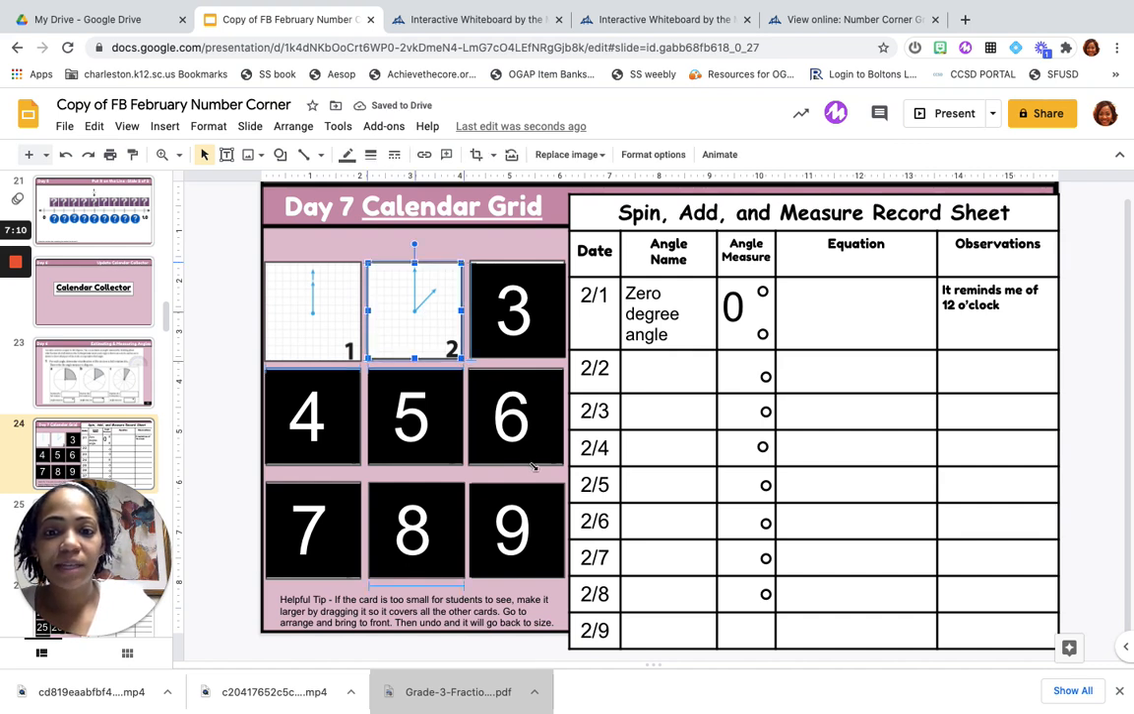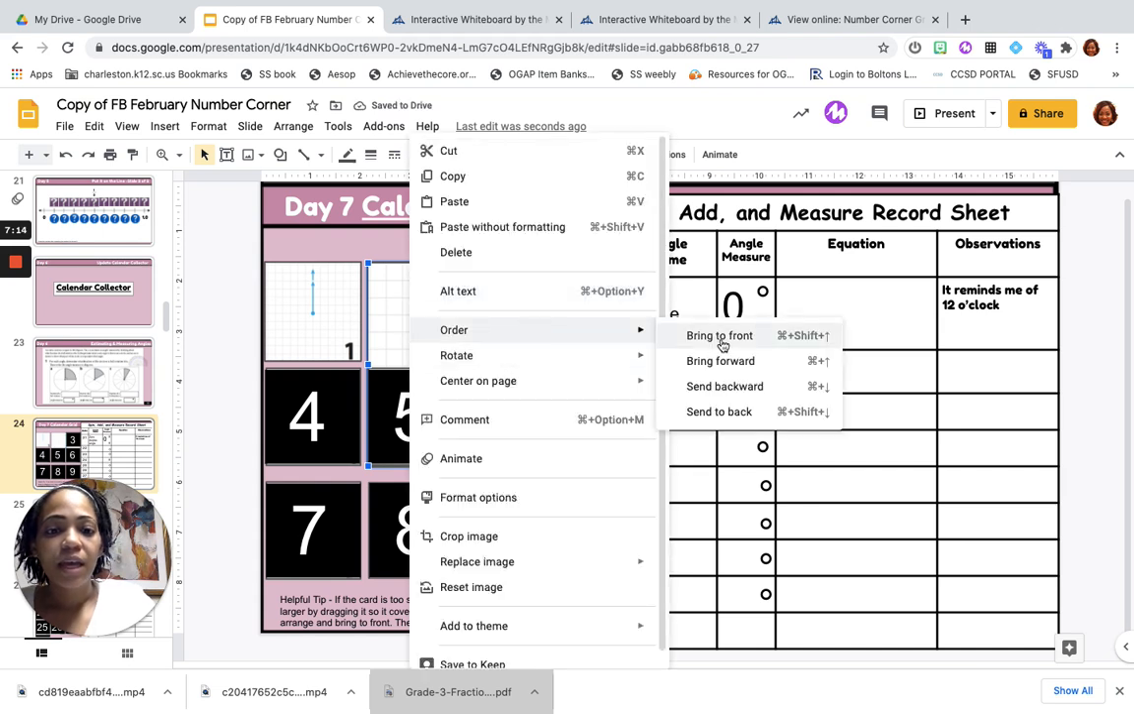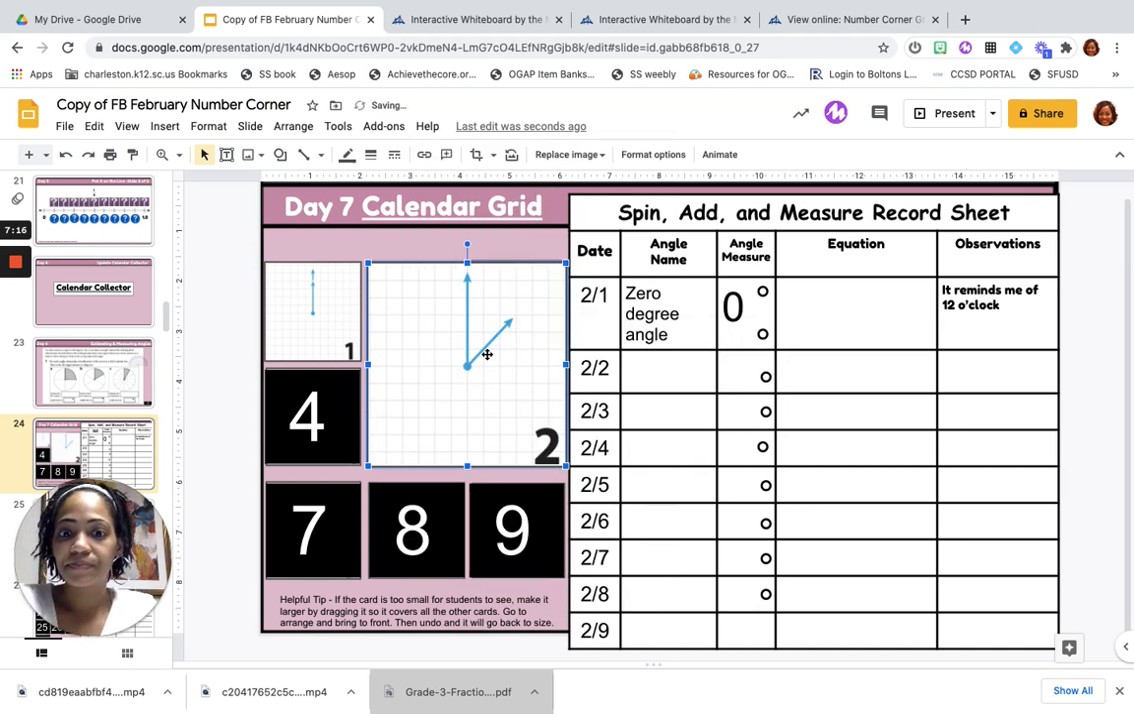Day 2. Let's make this bad boy a little bit bigger, just like we did the other one. And what do we have here? It looks like it might be like, what, 2 o'clock maybe? Now, here is going to be our challenge. Well, let me back up. First, let's name it. What is the name of this angle?